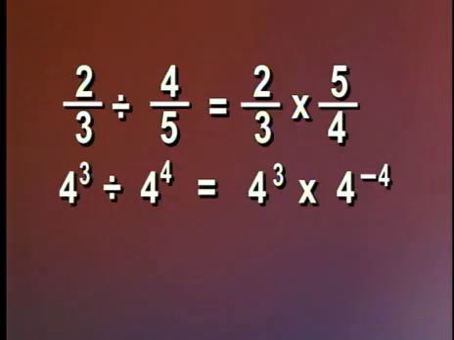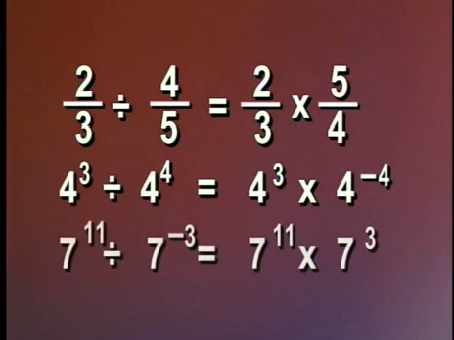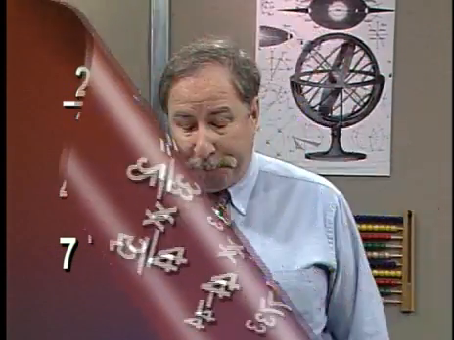So 4 to the 3rd divided by 4 to the 4th is identical to 4 to the 3rd times 4 to the negative 4th. Similarly, 7 to the 11 divided by 7 to the negative 3 is the same as 7 to the 11 multiplied by the reciprocal of 7 to the negative 3, which is 7 to the positive 3. Okay, let's take a look at a problem and see how we apply this knowledge of the negative power being a reciprocal to an order of operations type problem.